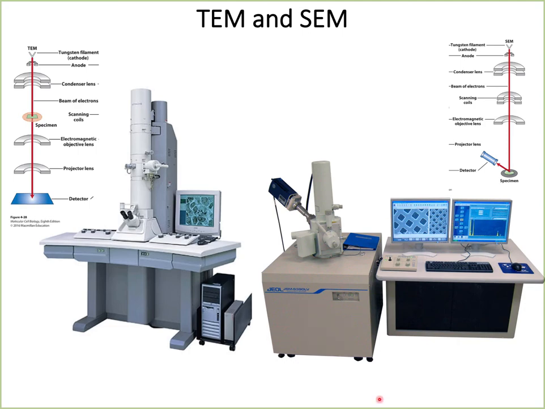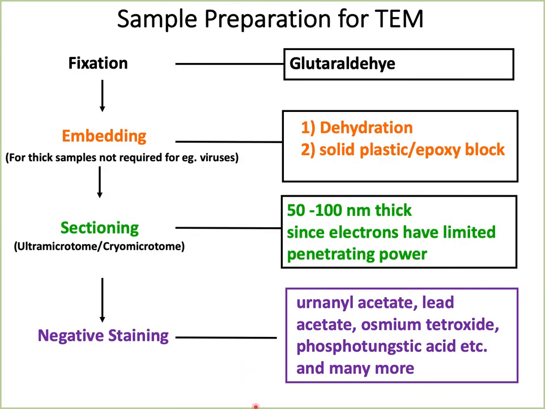Here we are looking at the sample preparation for TEM, which is a little bit difficult. The main disadvantage of transmission electron microscopy is its complicated sample preparation. The images are great, but it takes a long time to prepare the specimens. You use the same 3 steps.